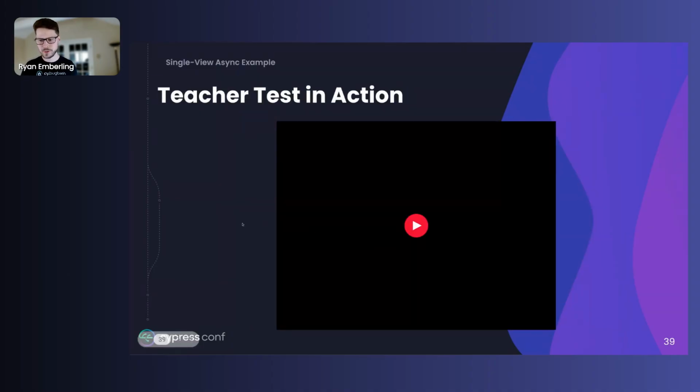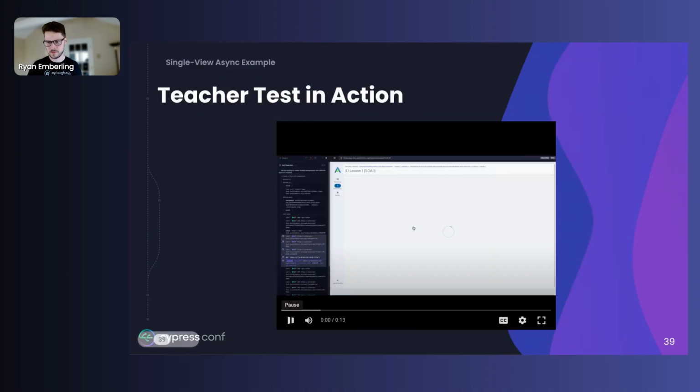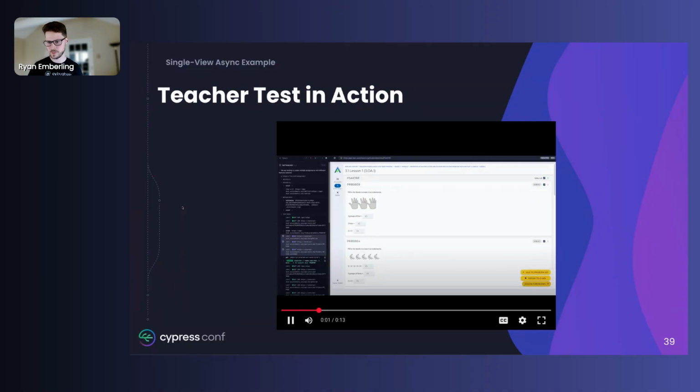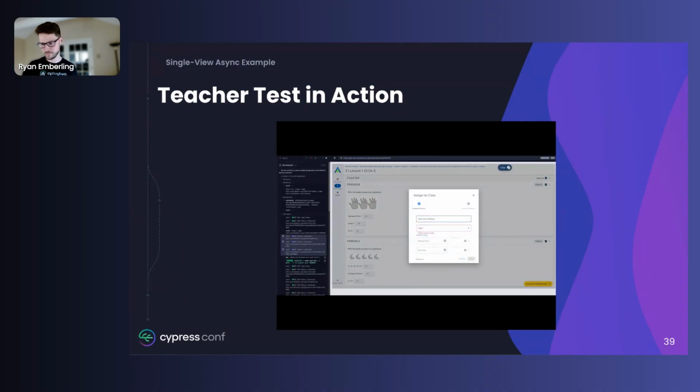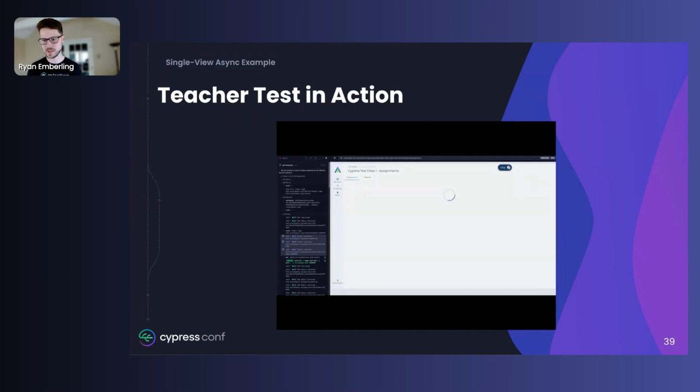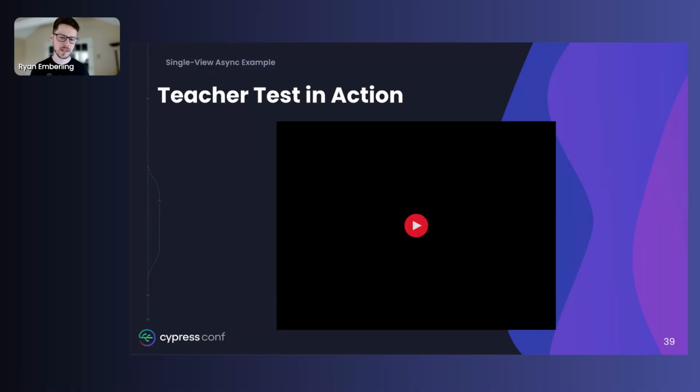So let's put all that together and just see how that one simple test runs. Here we see we quickly navigate to the actual page with this content. We start filling out the form dynamically. We set a time limit to 2 minutes. We assign it to our class. And then at the end, we go to the page where the teacher can see their list of assignments. We verify that the newly generated assignment appears in the list.